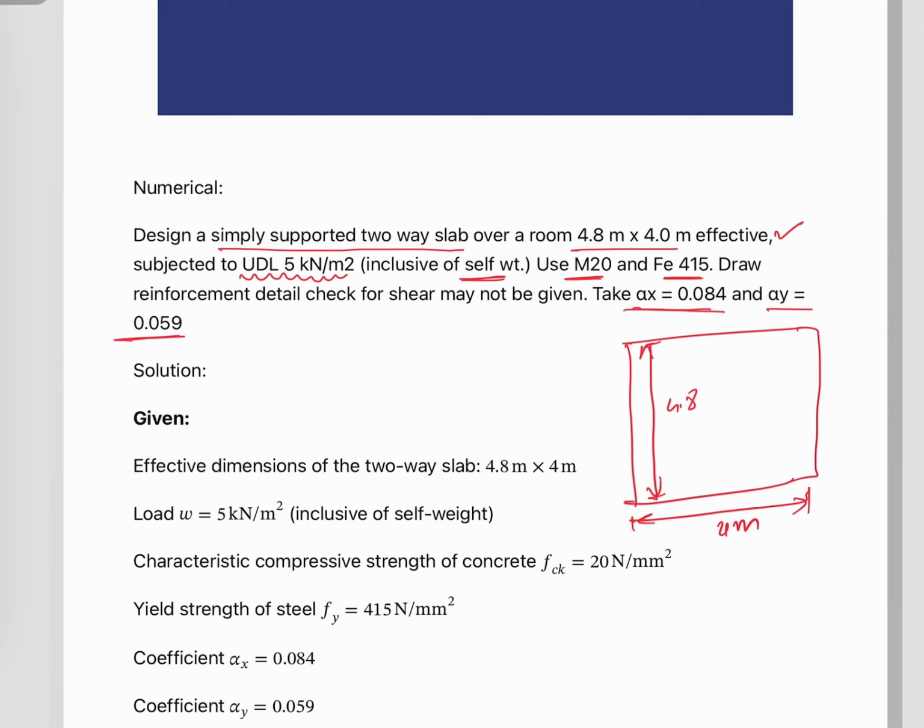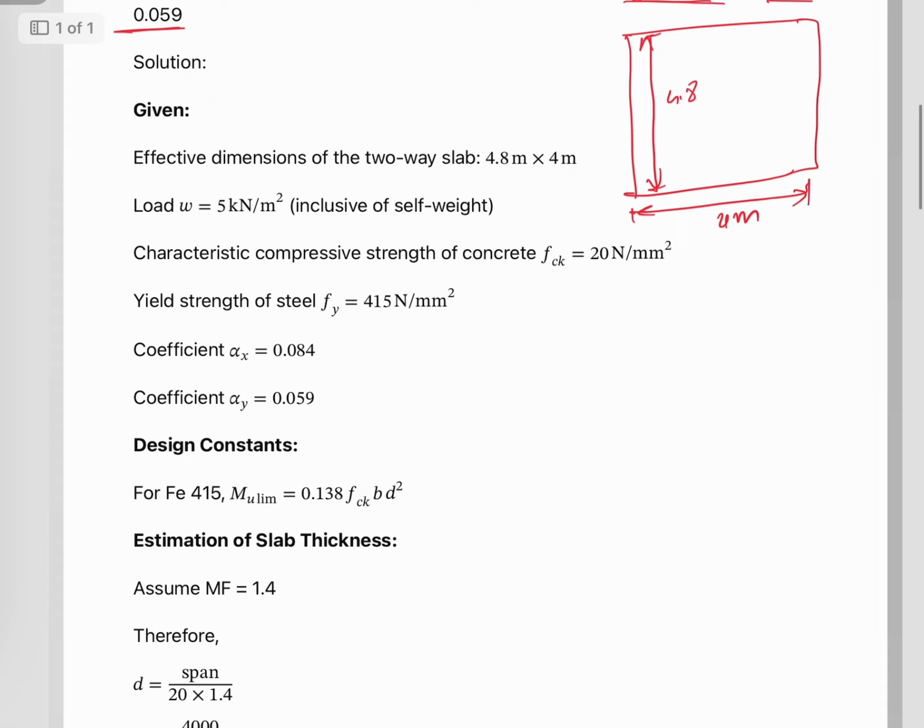Now let's calculate it step by step. The given data is that the effective dimension for the 2-way slab is 4.8 meter by 4 meter. The load is 5 kilonewton per meter square, inclusive of the self-weight. The characteristic strength of M20 grade concrete, fck, is 20 Newton per mm square, and for Fe 415 it is 415 Newton per mm square. We also have the coefficients Ax and Ay as 0.084 and 0.059, as given in the numerical itself.